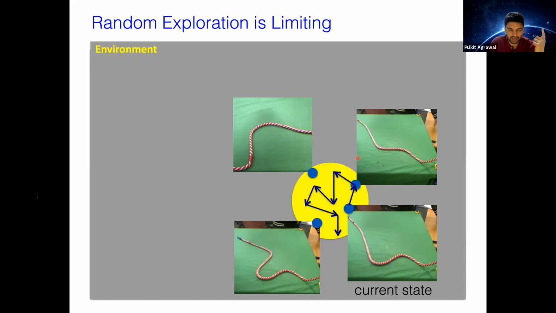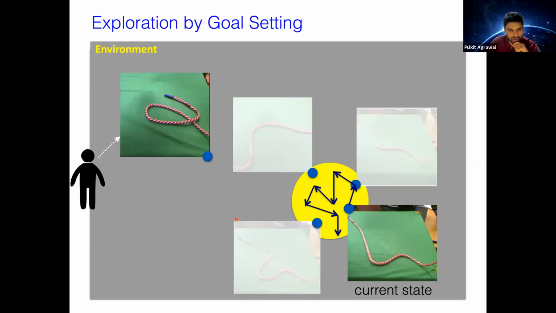But suppose I want my system to go and tie a knot, right? Then instead of exploring these kinds of states, it might be more useful to explore states which are closer to how a knot might look. But the problem is, just by performing random exploration, it's hard to go from this state to this state. So what do we do?